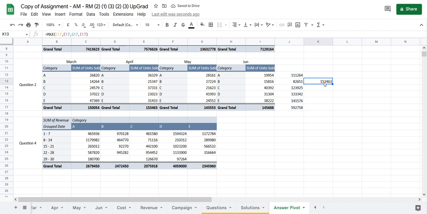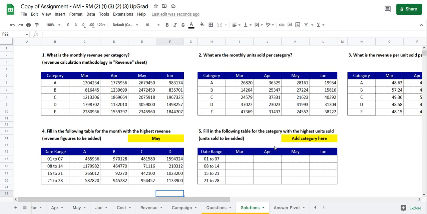Okay, so we will just apply the maximum function again, and we'll check the maximum number out of these 5. The maximum number is 141576, which means this one. So the maximum units sold is for category E. So we'll type category E here, and for this particular category we need this particular data.